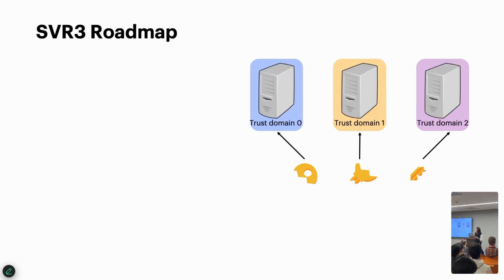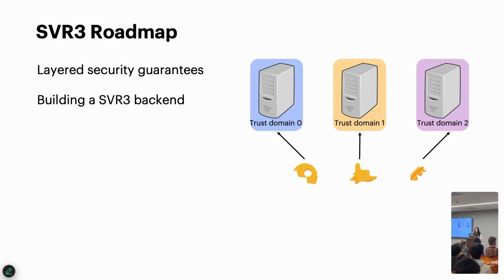For the roadmap of this talk, I first will talk to you about the layered security guarantees, just to give you an idea of what attackers we're trying to defend against. Then I'll talk about how we build the SVR3 backend, and I'll give you some evaluation numbers. So first, layered security guarantees.